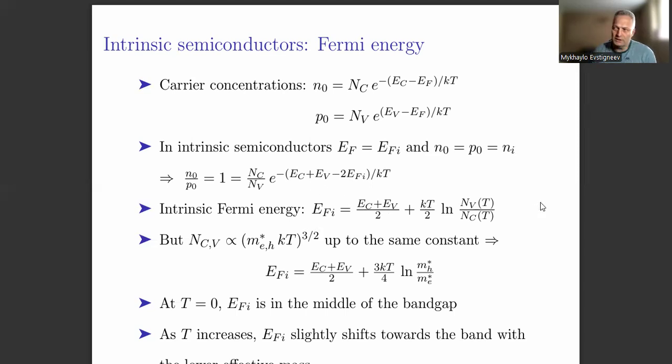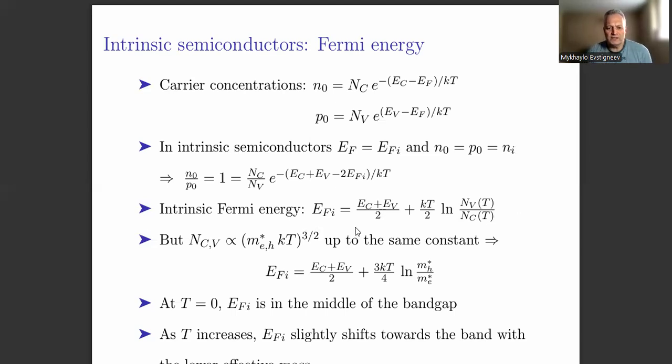Now this energy, the arithmetic average between the conduction and valence band edge energies, is the energy exactly in the middle of the band gap. Then you have the temperature dependent term, which is half the thermal energy times the natural logarithm of the ratio of the effective densities of states in the valence and in the conduction band.